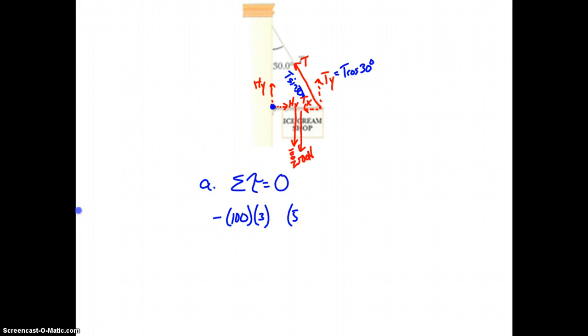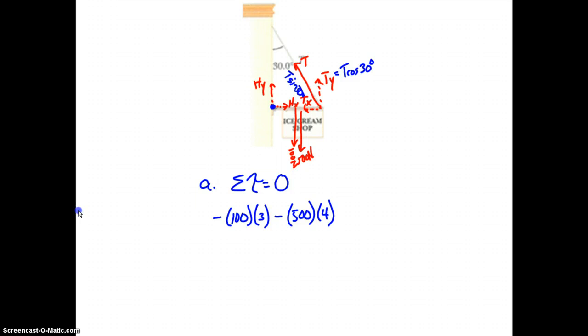Next, we have the 500 Newton weight of the sign. From the pivot point, the sign is 4 meters wide and at the end of the rod, that means it's 2 meters from the right end, therefore 4 meters from the left end, so the lever arm distance from the pivot point is 4 meters. It also by itself would cause the rod to go down and rotate clockwise around the pivot point, for a negative torque rotation.